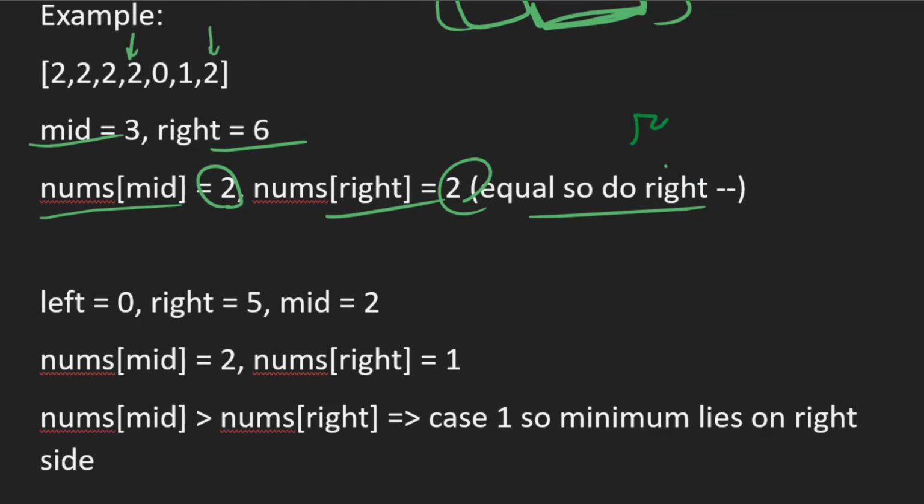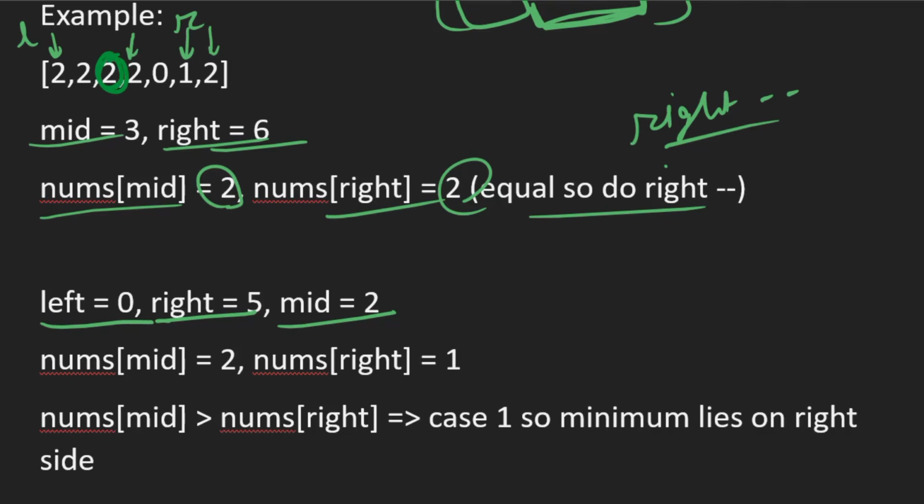So in the case of equal, we do right minus minus. So we shift our right pointer by 1. Now our right pointer is equal to 5, left is equal to 0, and mid is equal to 2. Our right pointer is here, left pointer is here, and this will be our mid.